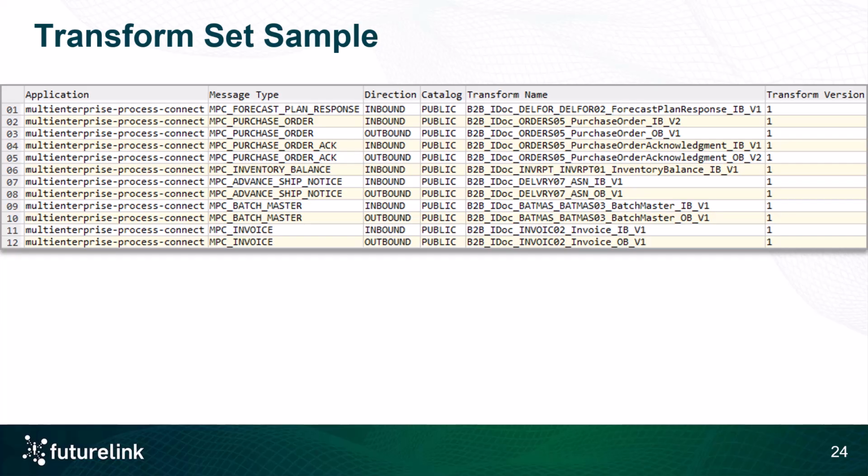Marketplace catalog contains transforms created by TraceLink partners, customers, or professional services that are shared globally. It also includes TraceLink's pre-built transforms. A company catalog contains transforms that are specific to your company that you don't share out.